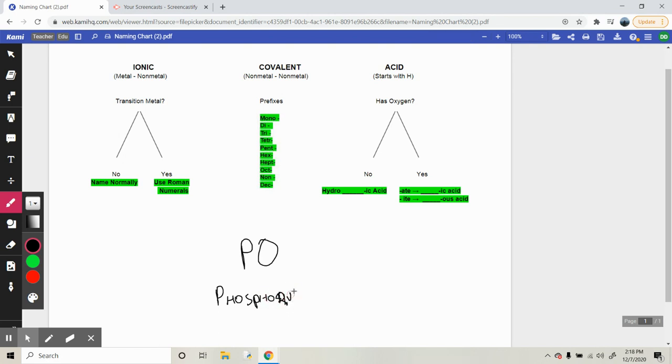There we go, phosphorus. Right? You don't say monocarbon dioxide. You just say carbon dioxide. But if the second element is by itself, we do have to include the mono. Phosphorus monoxide, right? We don't say carbon oxide, we say carbon monoxide. So phosphorus monoxide.